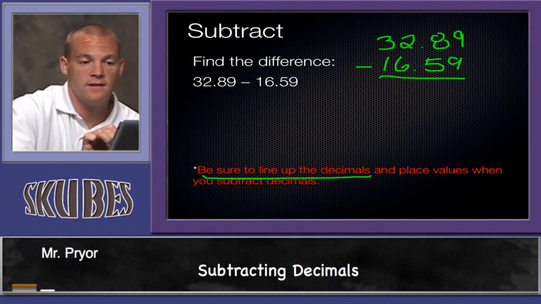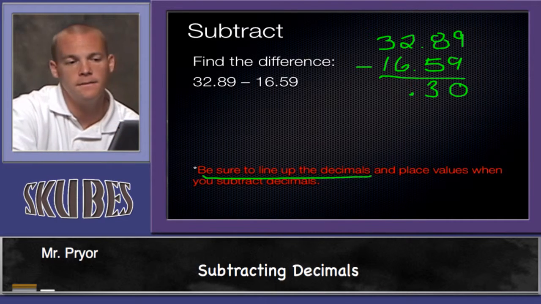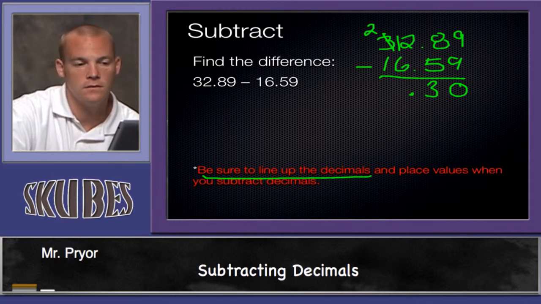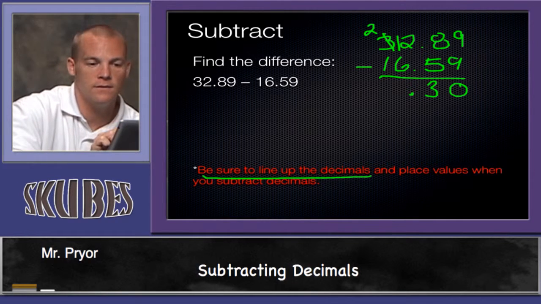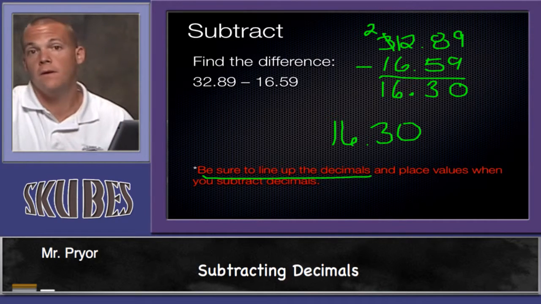So 9 minus 9 is going to give us 0. 8 minus 5 is going to give us 3. Bring down your decimal straight down. We need to borrow because you can't subtract 6 from 2, which would make that a 2 and this a 12. So 12 minus 6 is going to give us 6, and then 2 minus 1 finally gives us 1. So your final answer here, or final difference, would be 16.30.